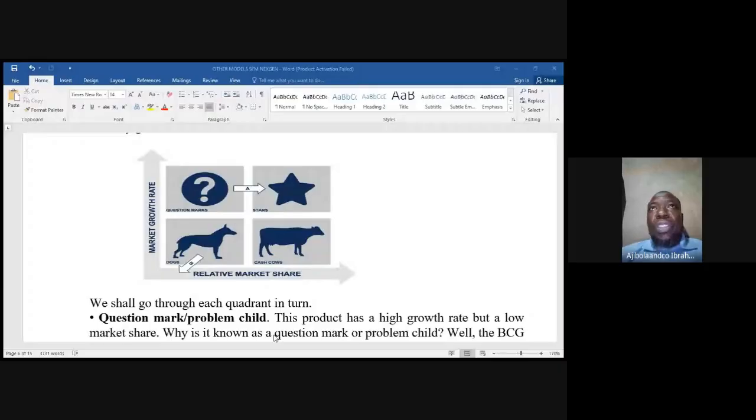The set of products that they call question mark have a relative growth rate that is high, but the market share is low. The interpretation of this is that there is a possibility of acceptance of this particular product in the market, but the future is not there because there is nothing to bring in money.